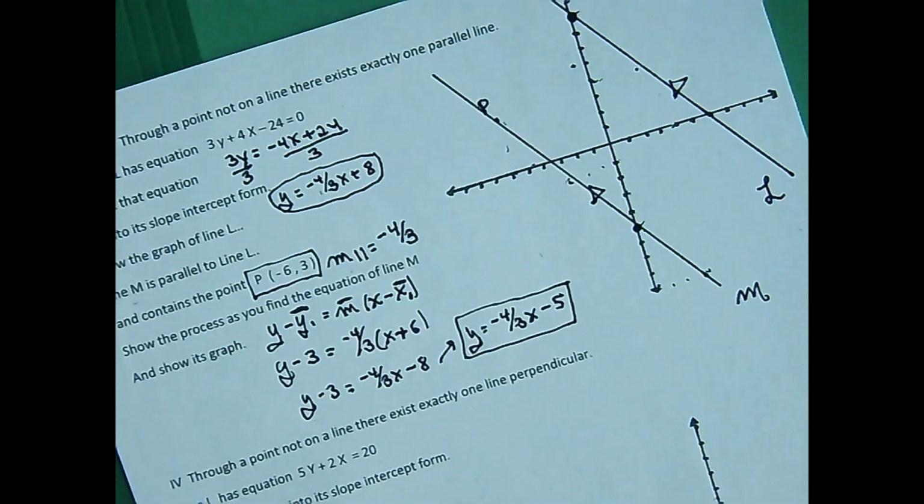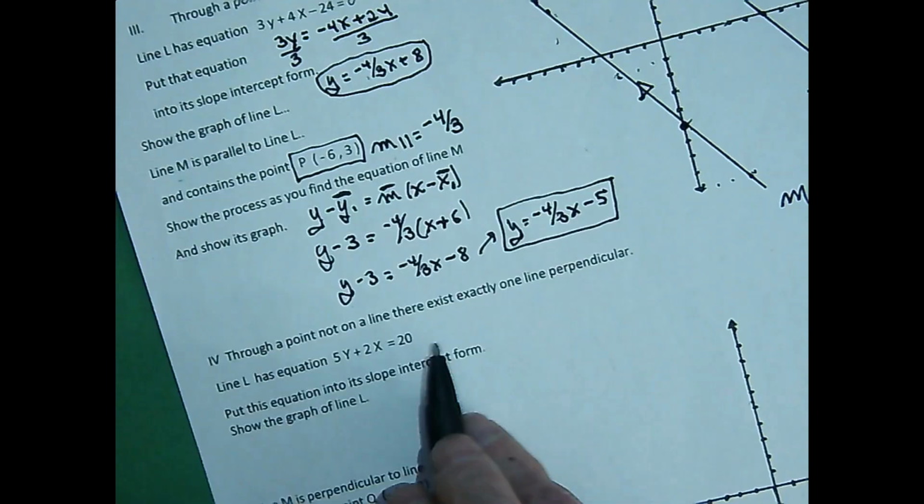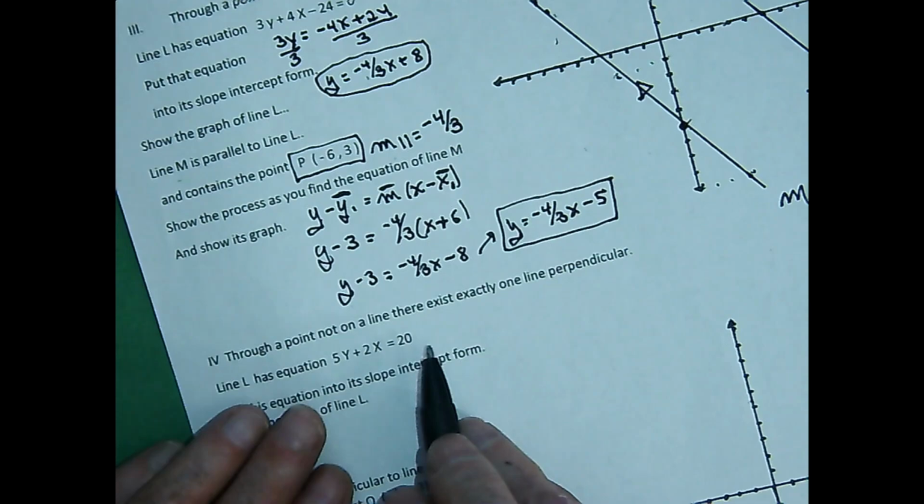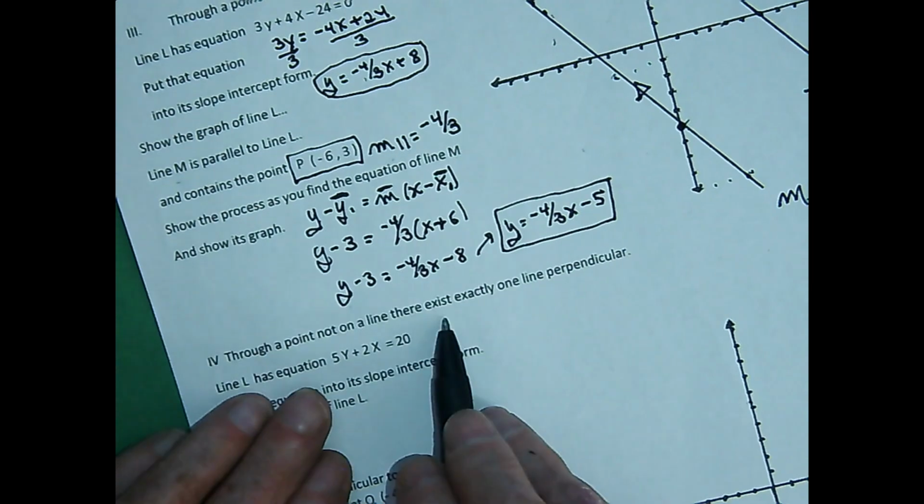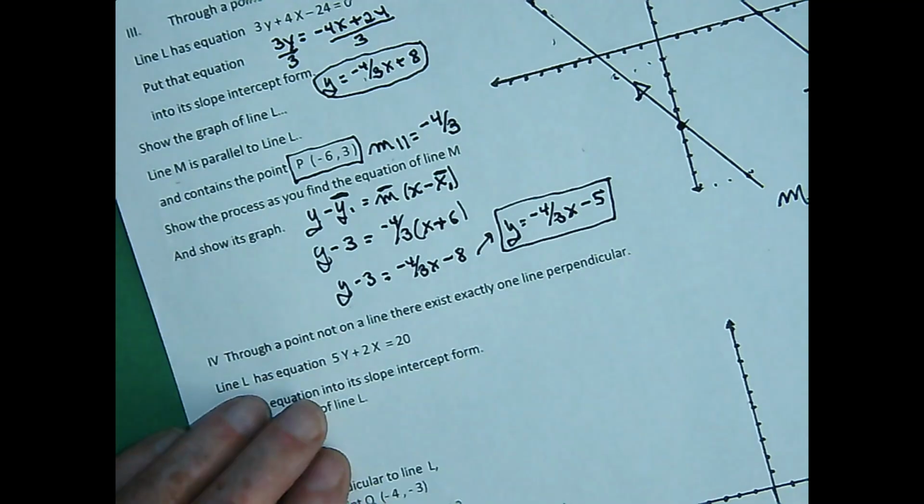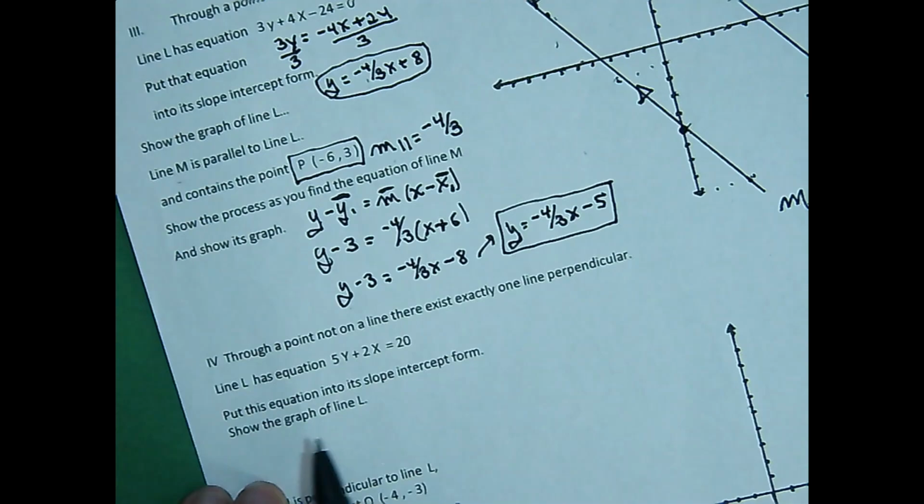One more exercise for us to look at together, please. And read this postulate. Through a point not on a line, there exists exactly one perpendicular. So I guess we're going to be looking at a perpendicular this time. Line L has this equation. Put this equation into its slope-intercept form and show the graph of line L. So we have to manipulate this first. I think I've got enough space to work that right here.